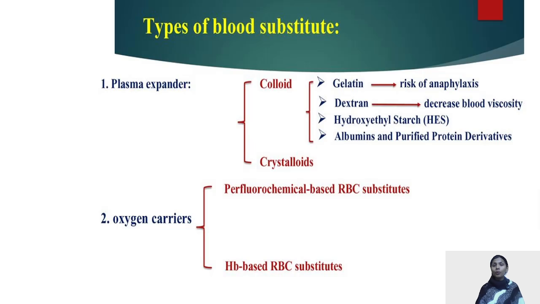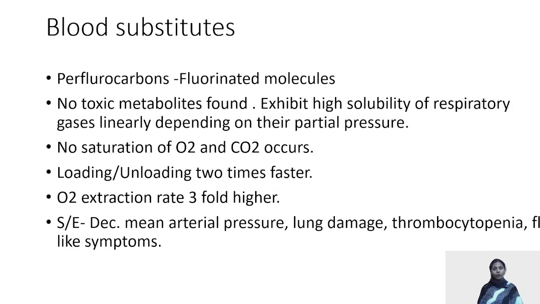Then you have hemoglobin based RBC substitutes also acting like oxygen carriers. Talking about perfluorocarbons, because this question has been asked before, they asked which of the following lines is correct for the perfluorocarbons. These are fluorinated molecules. No toxic metabolites are formed. They're highly soluble, right? And there is no saturation of oxygen and CO2, which is seen in normal blood, but here there is no saturation.